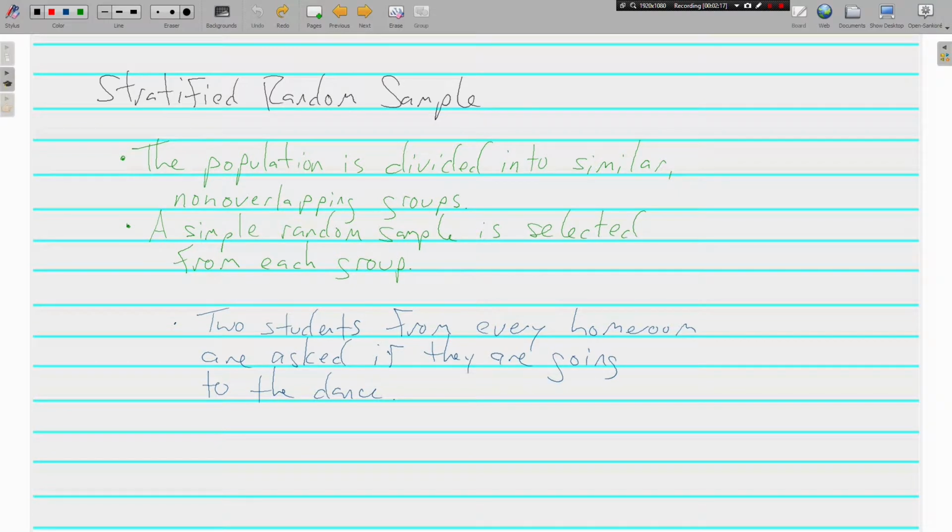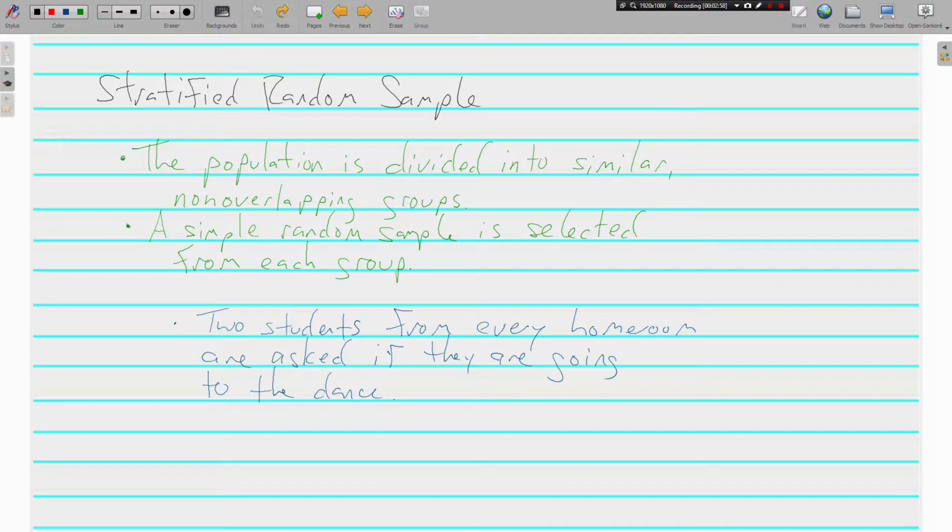The next kind is called a stratified random sample. This is where the population is divided into similar, non-overlapping groups, and then a simple random sample is selected from each group. I thought this was a pretty good example: 2 students from every homeroom are asked if they are going to the dance. You want to know how many people are going to the dance? It's tough to ask the entire school. So you just go around to each homeroom and ask 2 people from each homeroom.